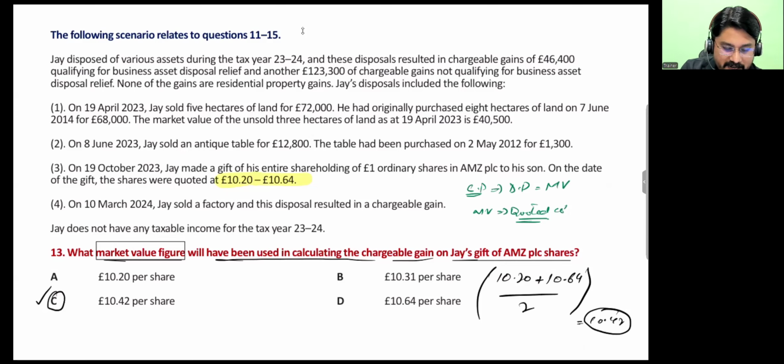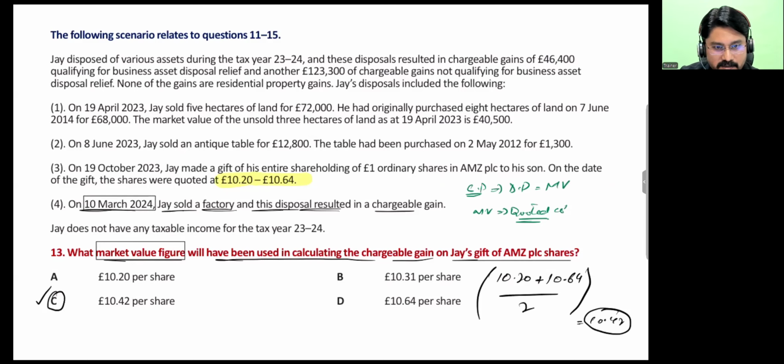Okay. Reading the next scenario, on 10th March 24, Jay sold a factory, and this disposal resulted in a chargeable gain. This date is important for us for the next question. Can you please recall the qualifying reinvestment time period? If you want to take any rollover or holdover relief, there must be a reinvestment concept and a reinvestment time period. Can you please write what is a qualifying reinvestment time period?